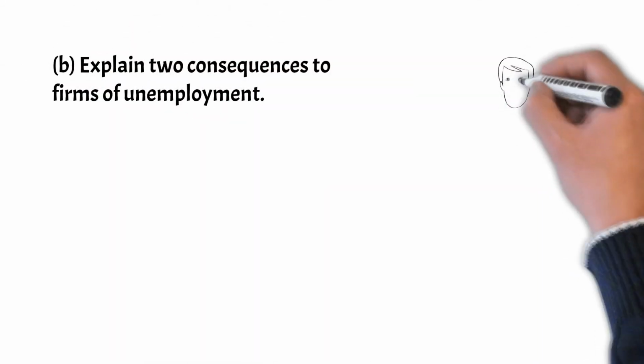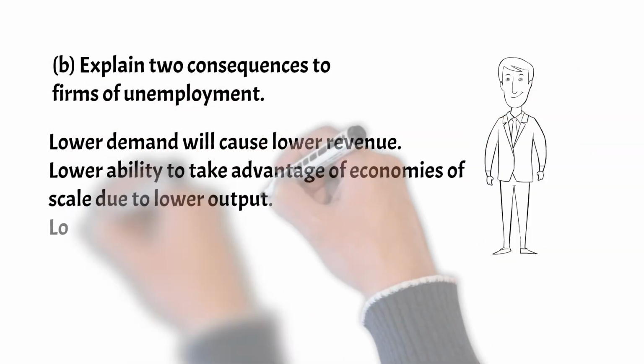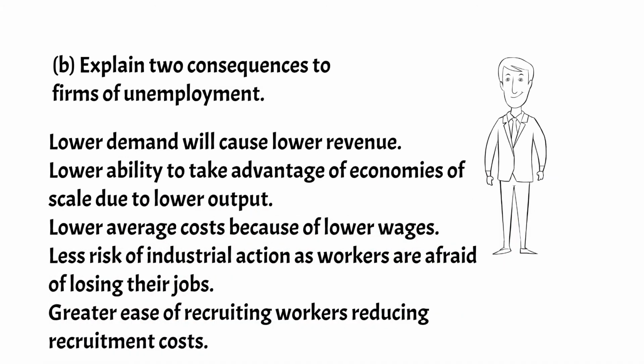Next, explain 2 consequences to firms of unemployment. General rules for explanations apply here. You need 4 marks from this question. So choose 2 of these to talk about.